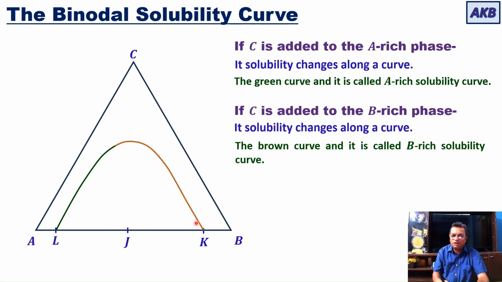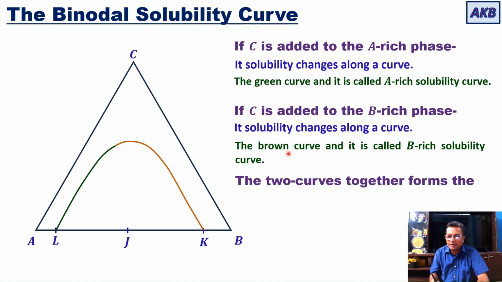So B rich solubility curve will be obtained. The two curves, that is the green curve and brown curve. You please remember the color that I am talking about. I have used those colors for my convenience. It has nothing to do with solubility or any other thing. Just to show, you have two different curves obtained if C is added to the A rich phase and if C is added to the B rich phase.